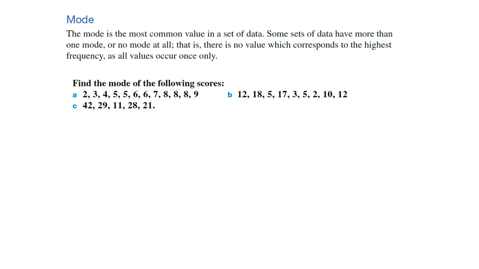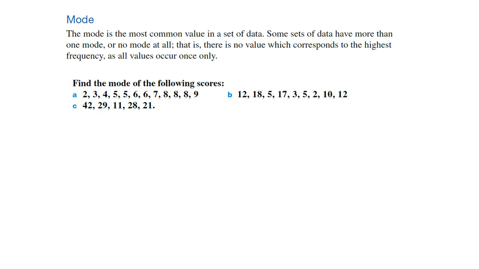All right, what we're looking at now is the mode. The mode is the most common value in a data set. So some sets of data have more than one mode or no mode at all. Really, no mode at all, it's not strictly true. What we're saying is they're all a mode because there's one of each of them, or there's 2 of each of them.